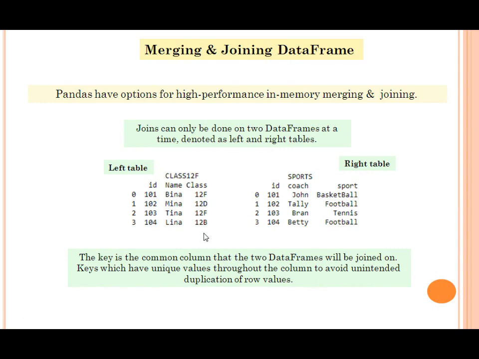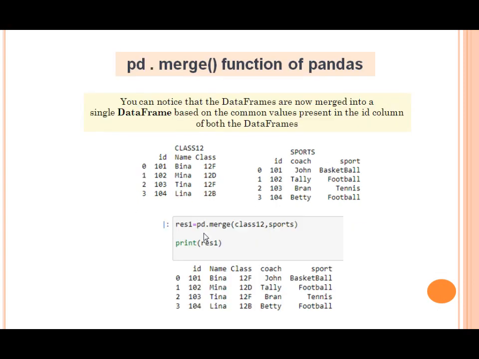Okay, so we'll move further and see the merge. The pd.merge function of pandas. What is it doing? It is actually merging, again meaning joining, into a single data frame based on common values present in the id column of both the data frames. So this is going to match the values, display them, and merge the particular values.